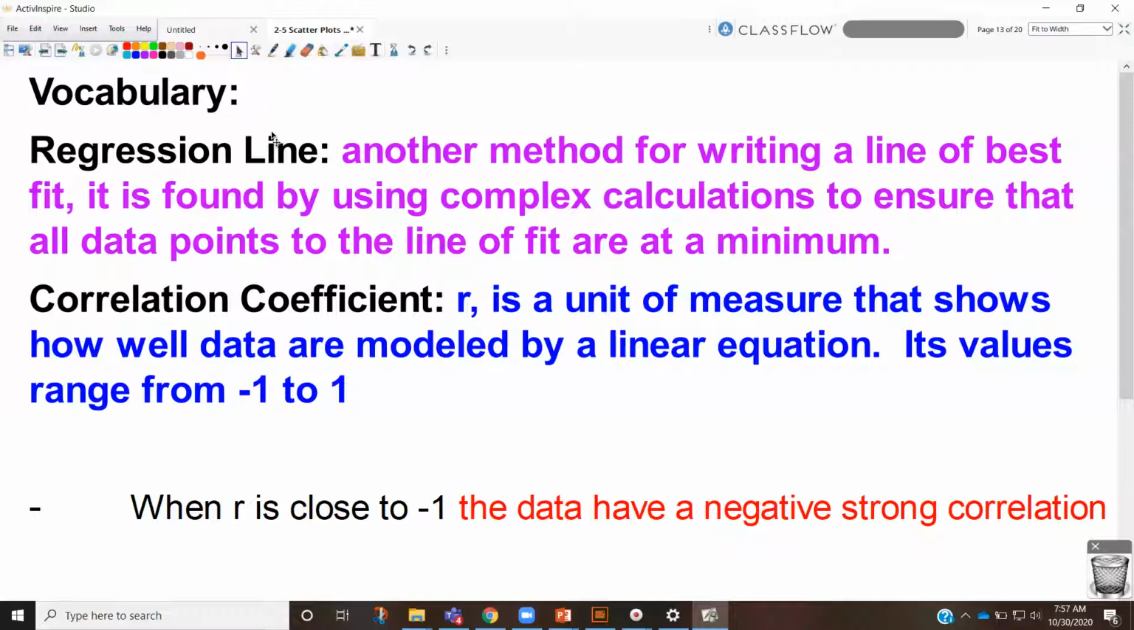So a new word is regression line. Yesterday we drew in lines of best fit or trend lines. Those are lines that we get whenever we construct a line by hand. A regression line is the line we get when we construct that line of best fit using a graphing calculator. So a regression line comes from a graphing calculator.